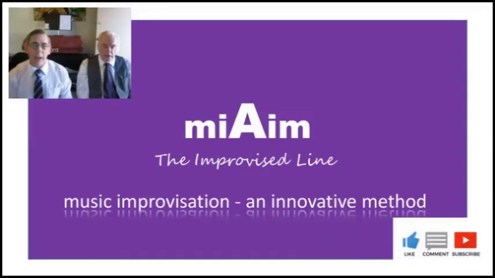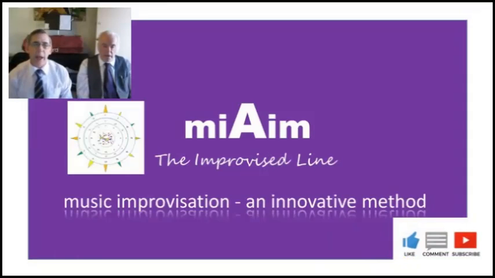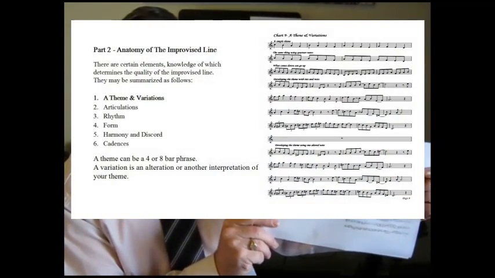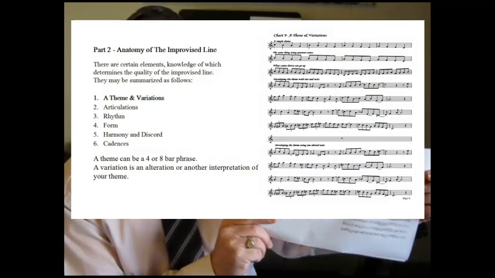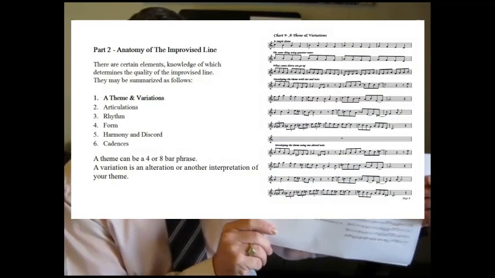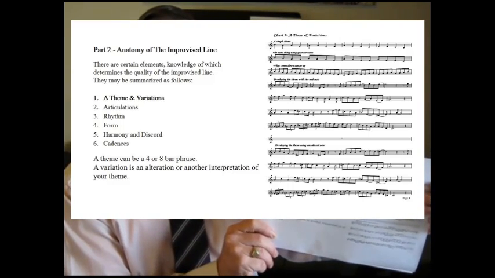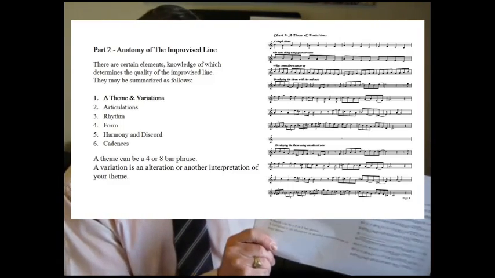We're all about playing music, improvisation and the cycle of movable keys. Today we're having another look at the anatomy of the improvised line. We'll be looking at this chart, and as we have discussed in previous videos on the elements of music, or the basics, the theory, the anatomy of the improvised line is about how to apply that knowledge and put it together.